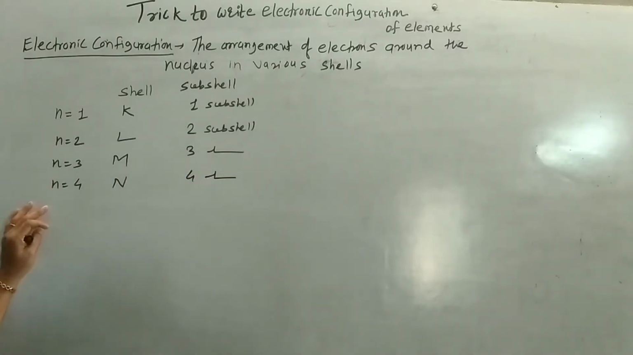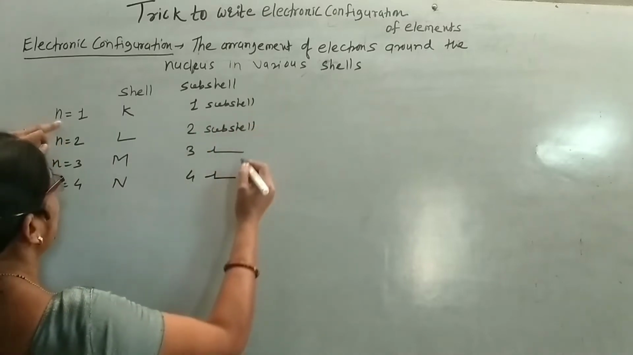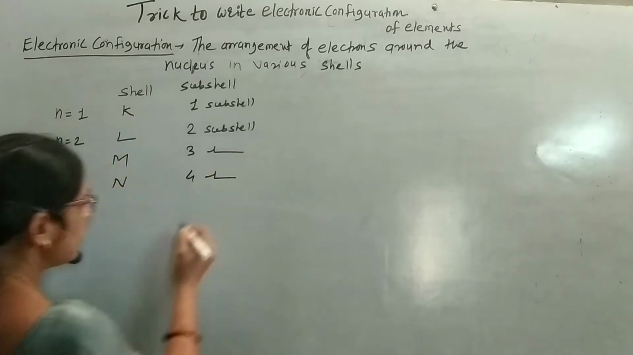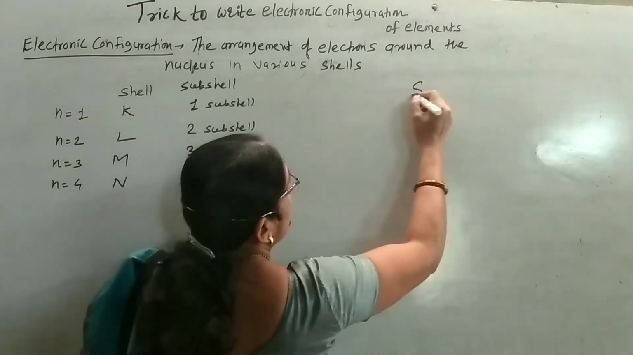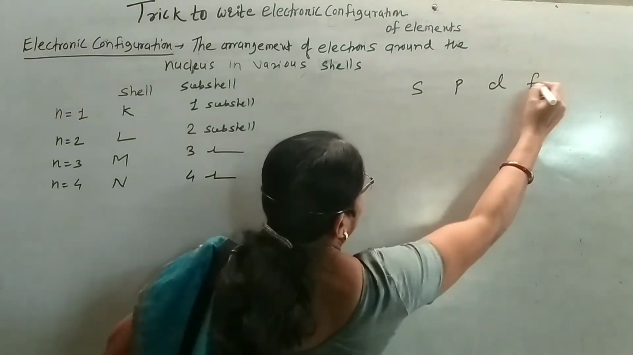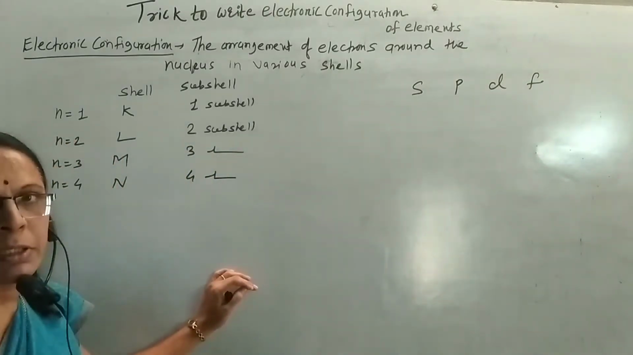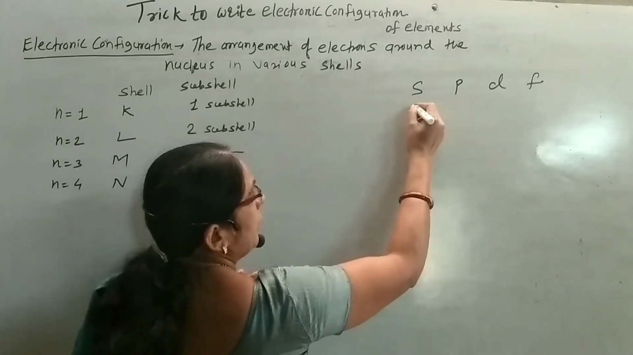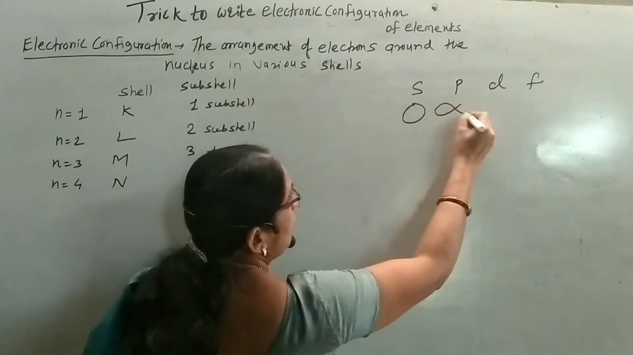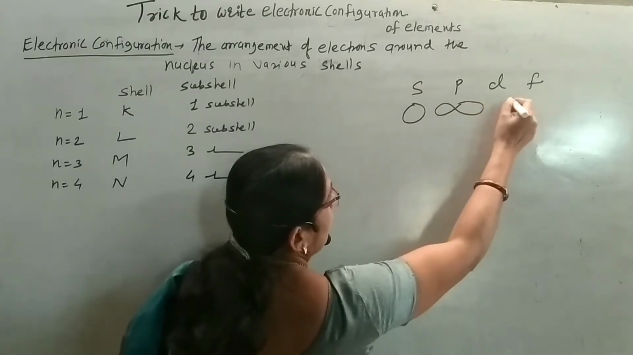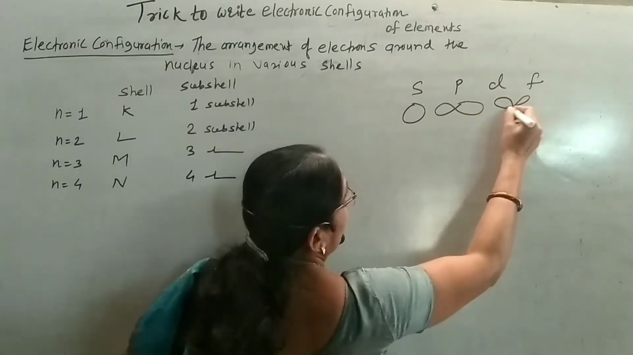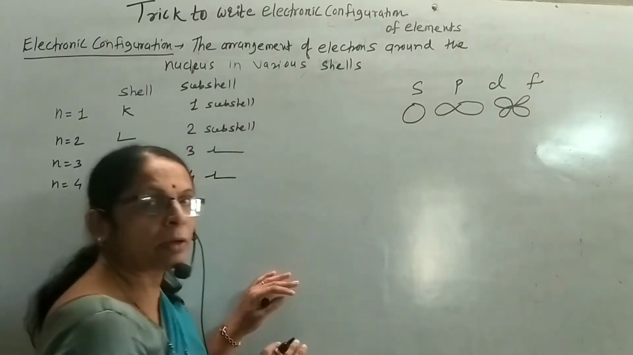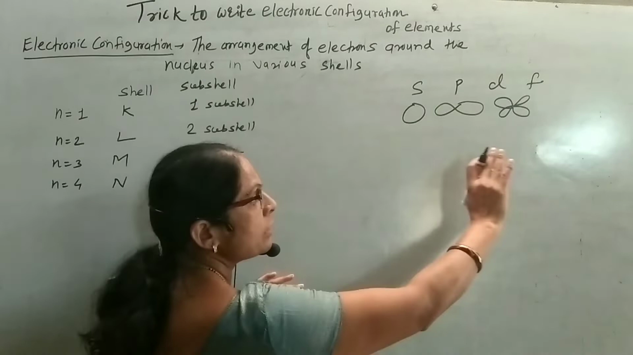Now, how do we consider the subshells? The subshells are S, P, D and F, where S is spherical in shape, P is dumbbell shaped, D has a double dumbbell shape, and F has a complicated shape.